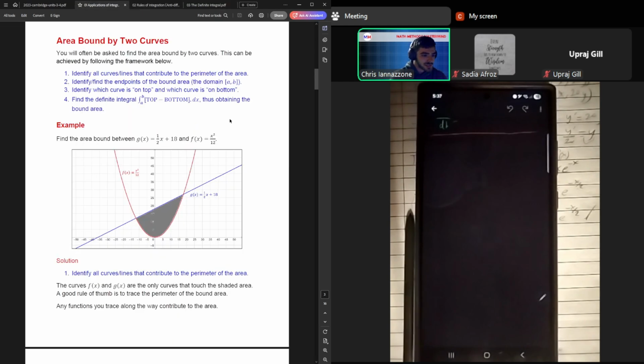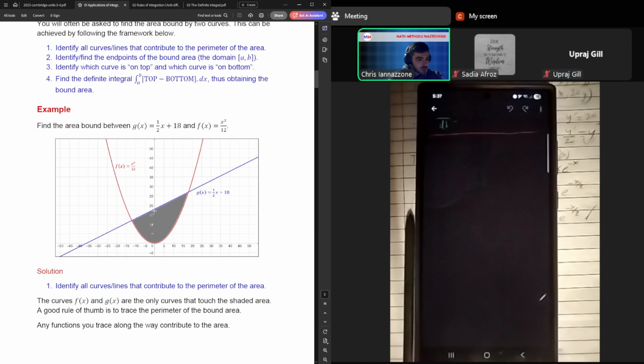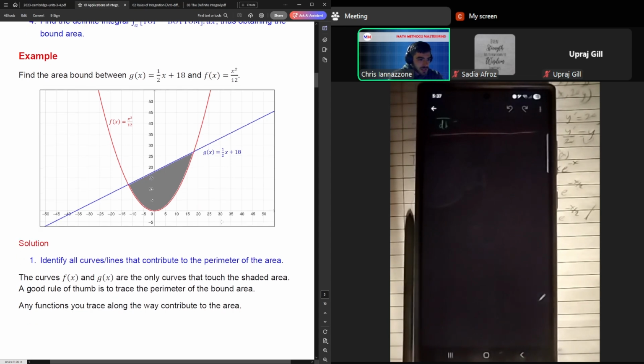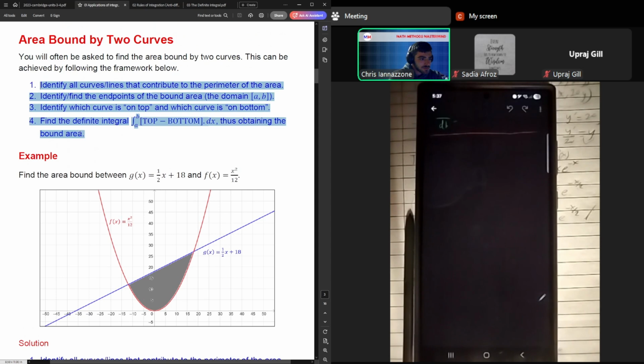What we look at here is, okay, instead of worrying about the x-axis as one of the boundaries, we want just the curves to be the boundaries. So I want to figure out what this grey shaded area is. One of the ways that you can handle that is by following more or less these steps up here.